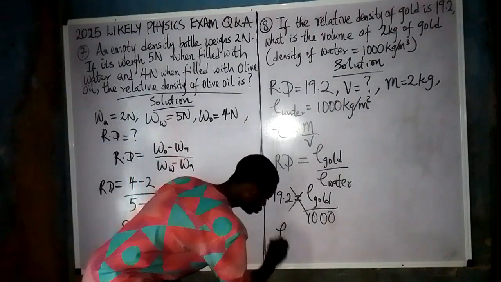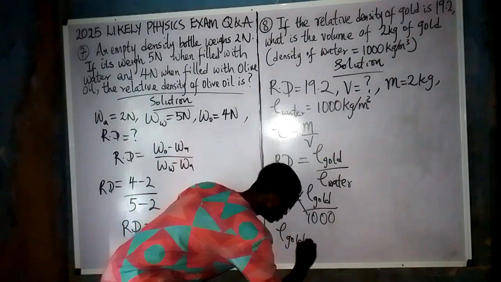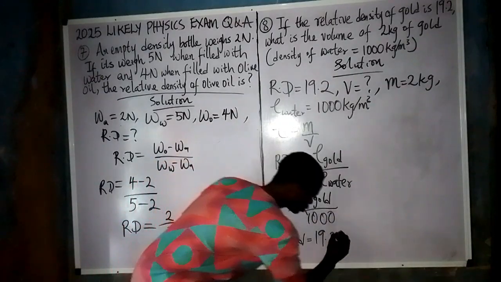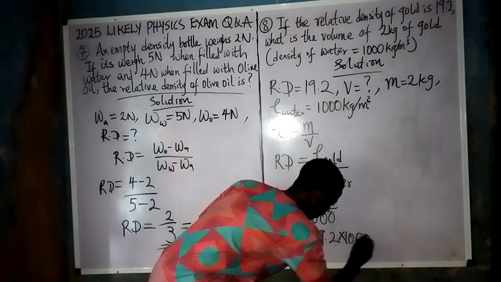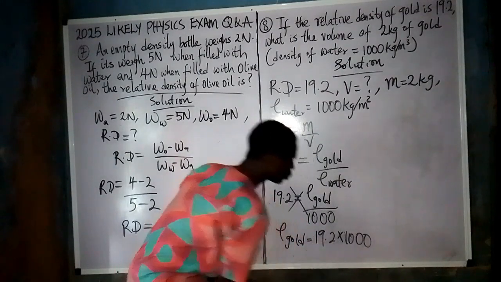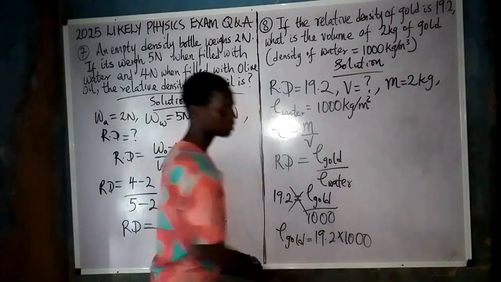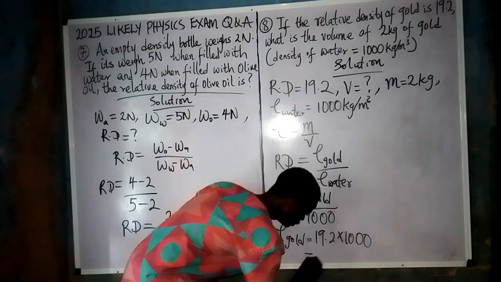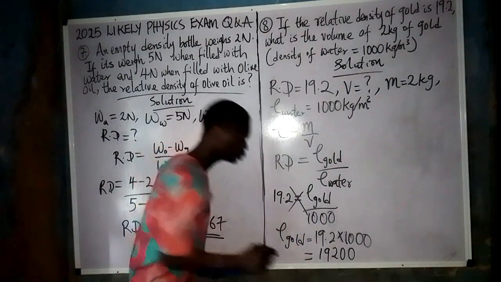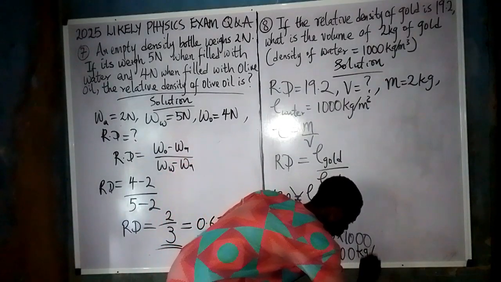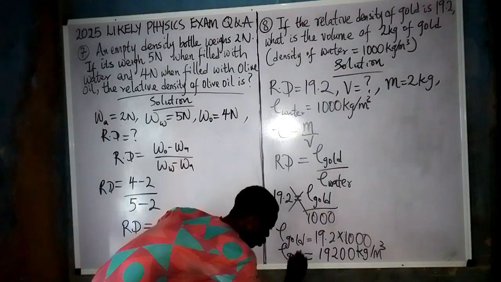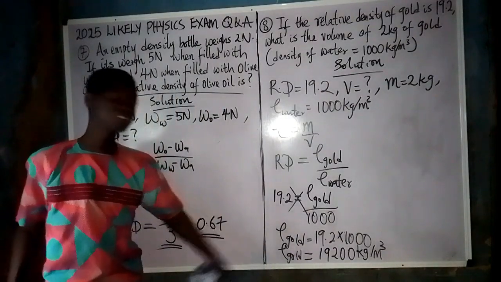P of gold will now be equals to 19.2. Are you seeing that? Times 1000. Okay, let's see what we get. Now 19.2 times 1000 will give us what? This will give us 19200. And mind you, in kg per meter cube. This will now be the density of gold. So guys, we have gotten our density of gold.